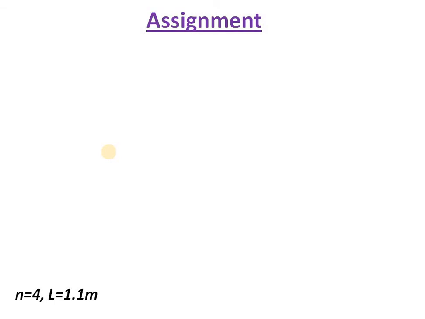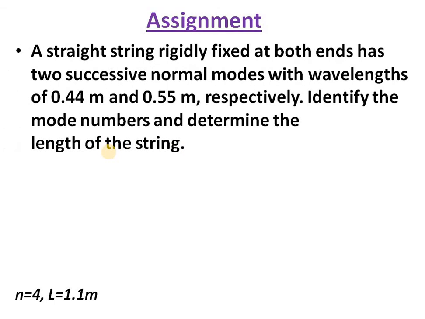So now here is the time for assignment. We have this question, a very simple question. A straight string rigidly fixed at both ends has two successive normal modes with wavelengths 0.44 meter and 0.55 meter respectively. Identify the mode numbers and determine the length of the string.